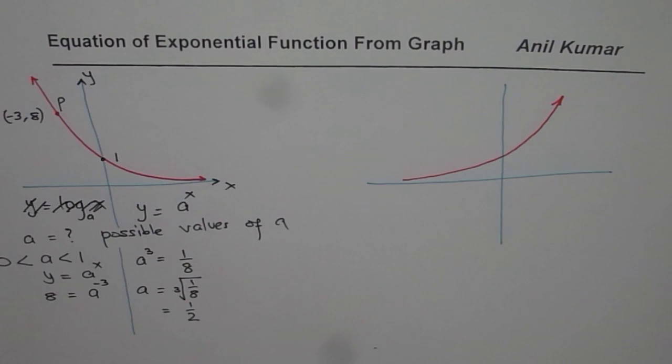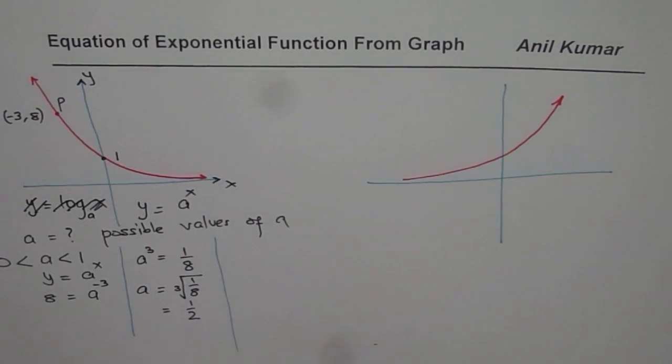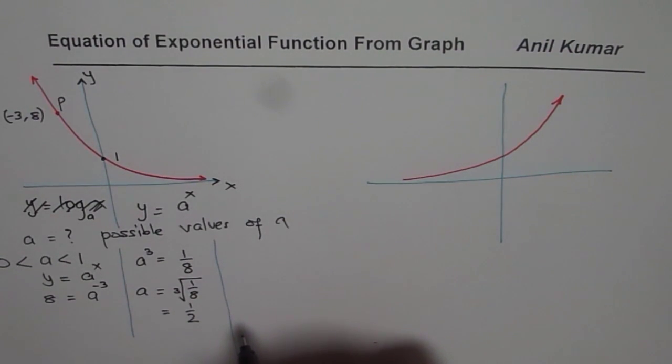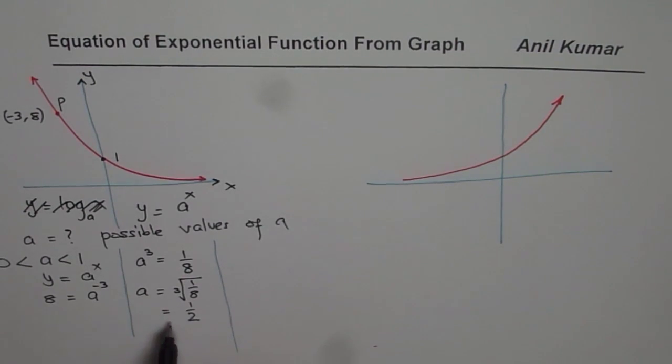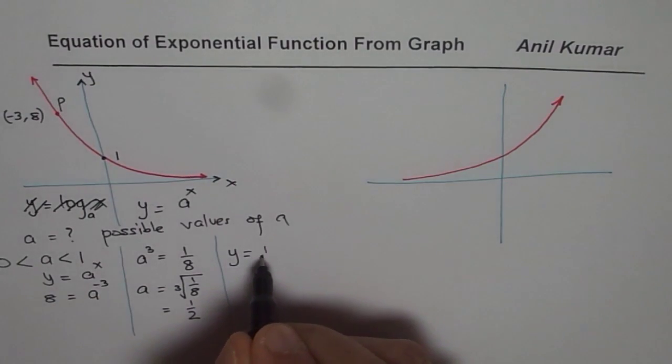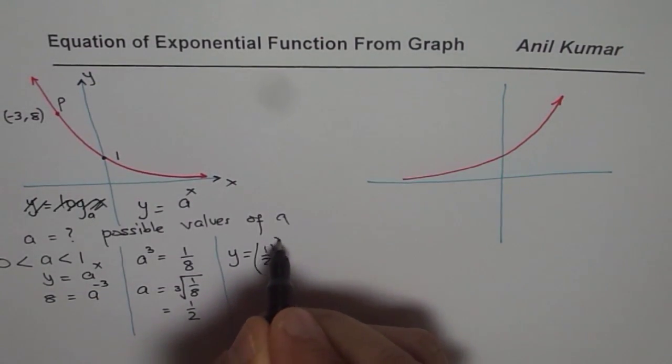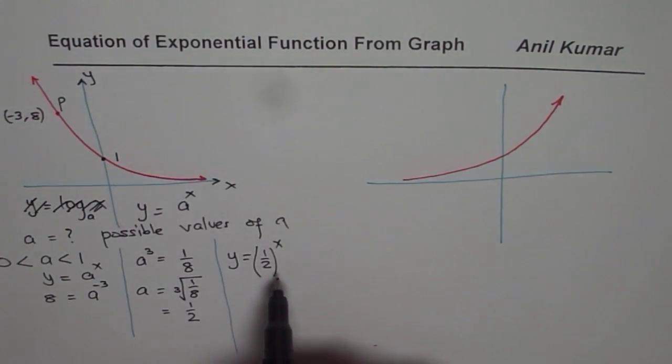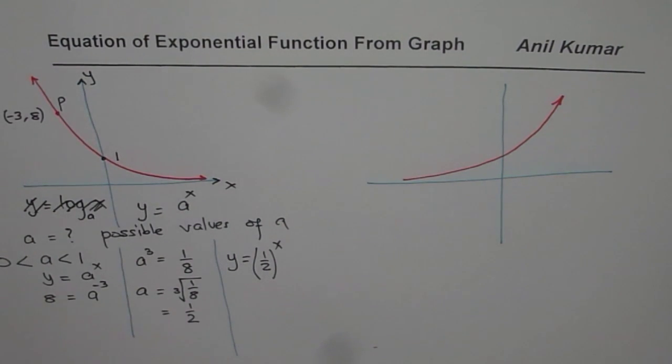So from here we can get our equation, and now let me write down the equation of the given exponential function where the point minus 3, 8 lies on the graph of the function. So since a is half, we could write this as y equals half to the power of x as the exponential equation for the given graph.